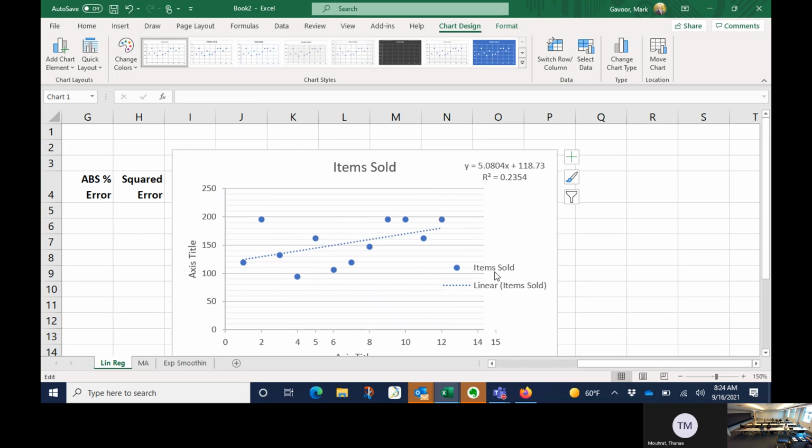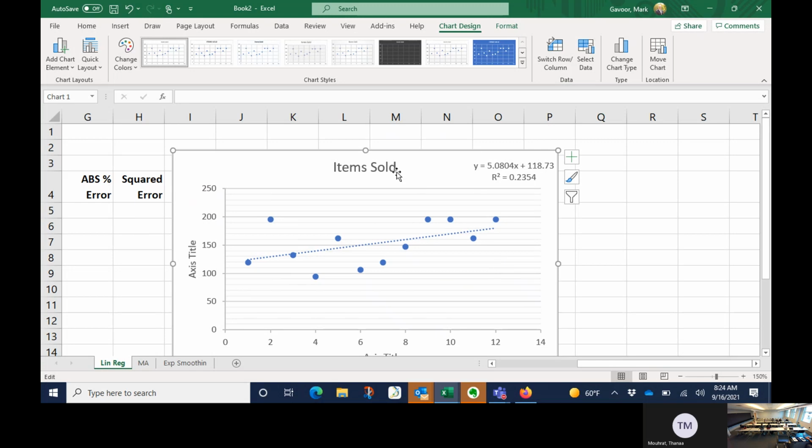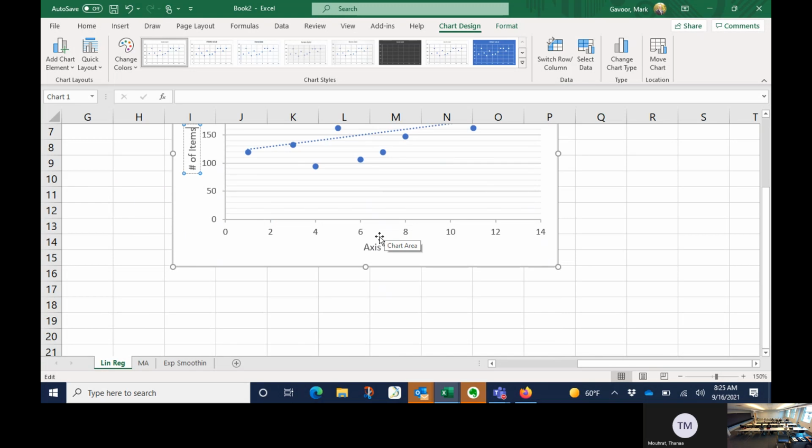I don't need the legend because I know what it is. Let's call it items sold. The y-axis will be number of items, if I could spell it right. Items. And then X will be time period, or if you want to just say months, you could say months, because I think it's 1 through 12. It implies it's month. Okay?